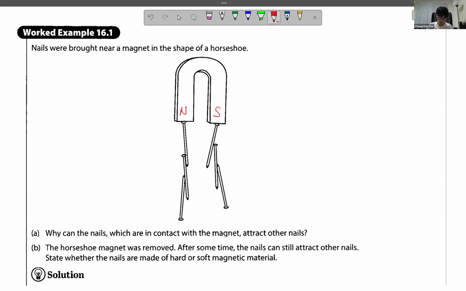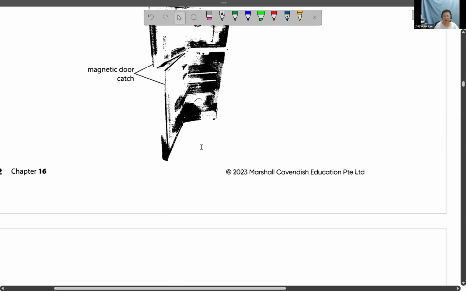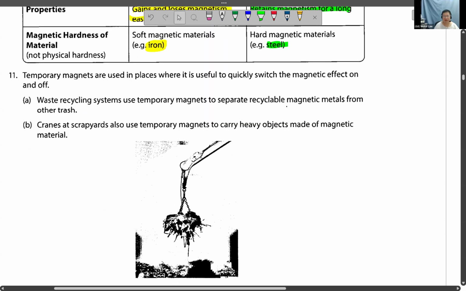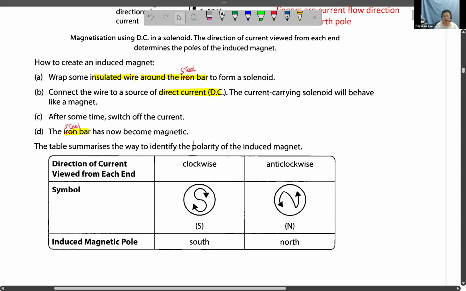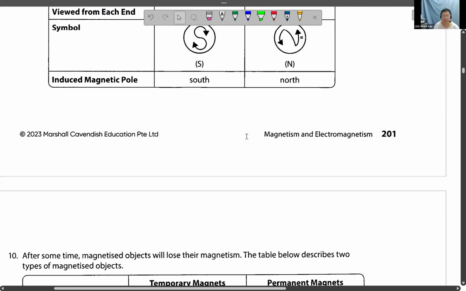Wait, how does the scrapyard magnet work? The square magnet actually is a coil like that. This iron with a lot of coil is on iron, so that when you switch on the current, it becomes magnetic.